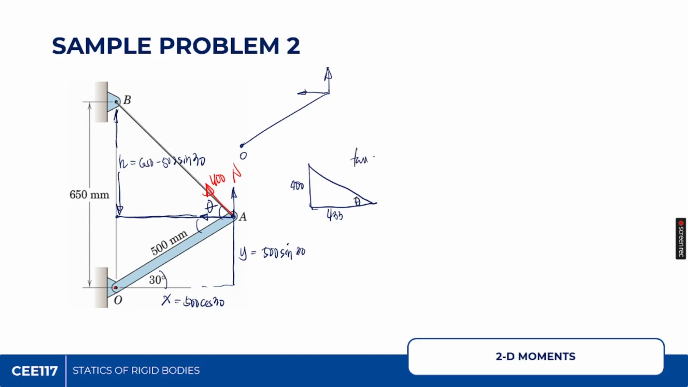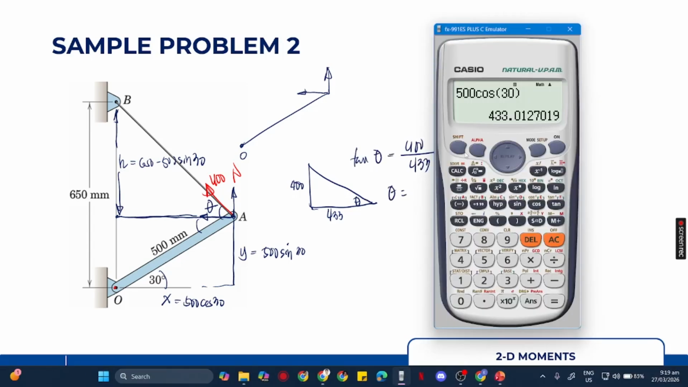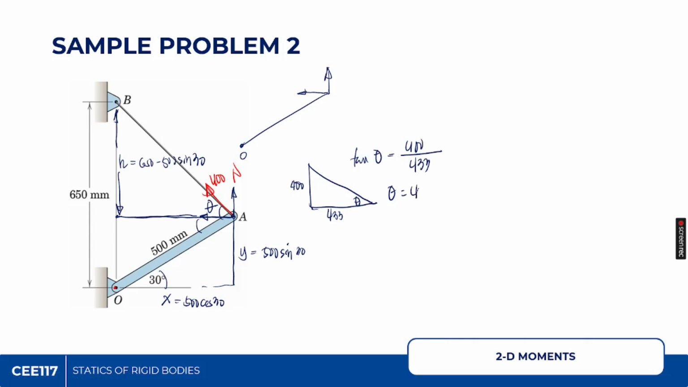So, we can solve for the value of angle. So, that is tangent lang of theta. That is 400 opposite over 433. And angle theta would be equal to arctan of 400 over 433. And that is about 42.73 degrees. Okay, yan na yun, no? So, therefore, this one is 400. Since this is the angle, if you translate that to other side, ito, magiging yan?